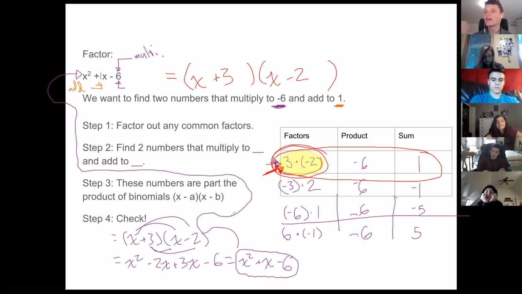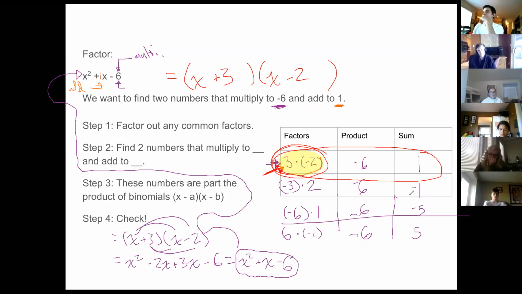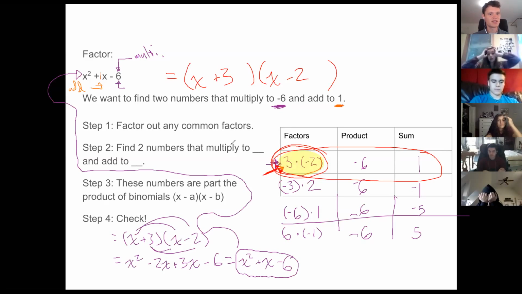Any questions? We're realizing that there's this straightforward set of instructions, these steps that we can follow that help us do it every time.